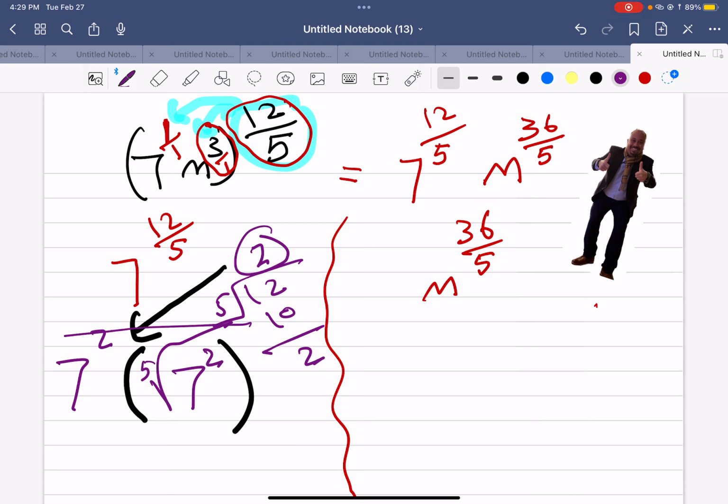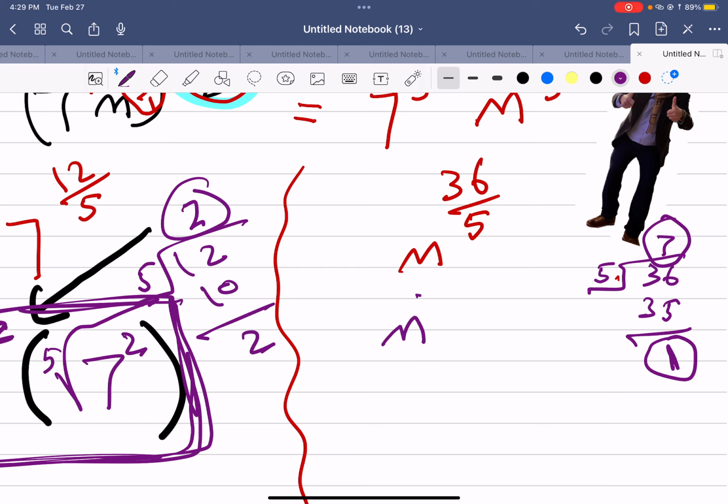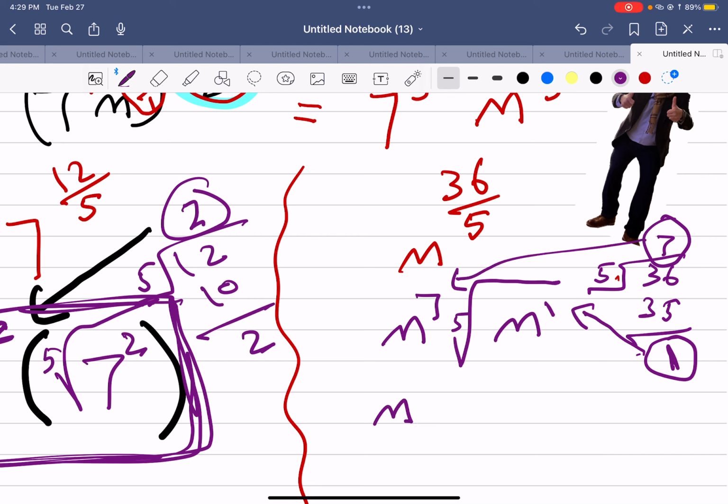All right, so this part equal to this. Now, how about this? If I do 36 divided by 5, I'll get 7 times 5 is 35. Remainder is 1. That's an exponent. That will equal m to the power 7. Then I put the radical. Remember, the degree is 5. This goes on the top here, 1, and this is over here. So the answer: m to the 7, fifth root of m to the first.